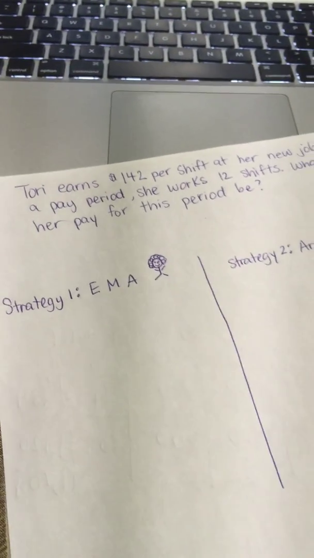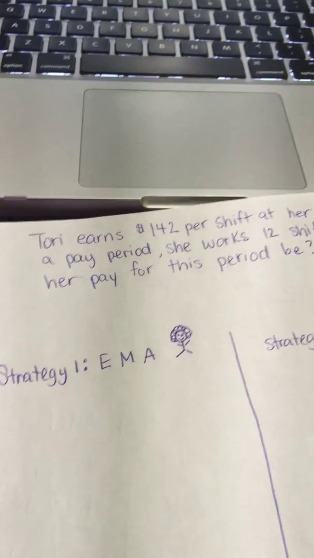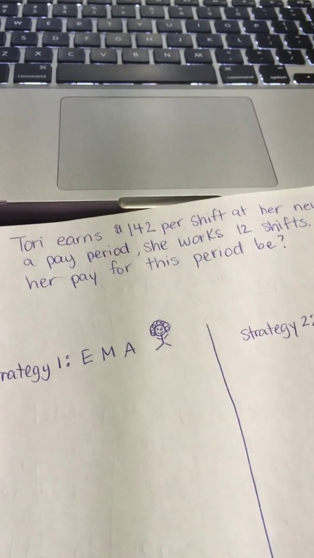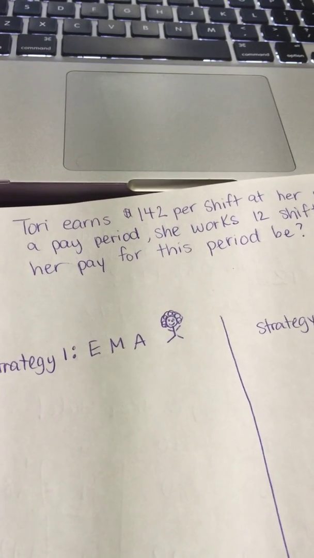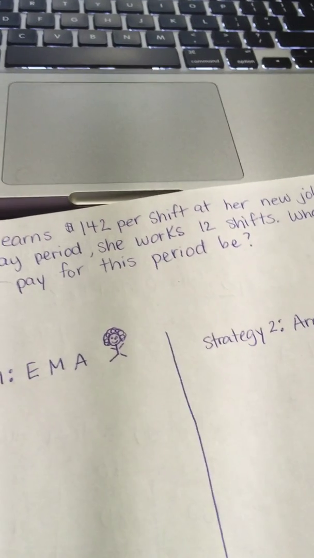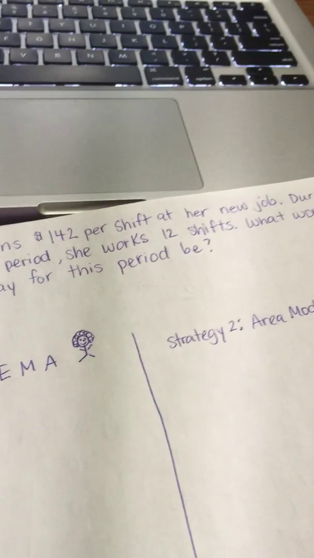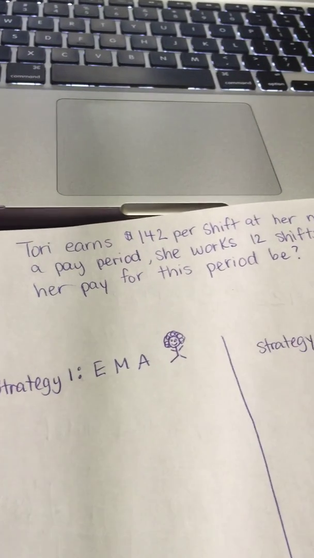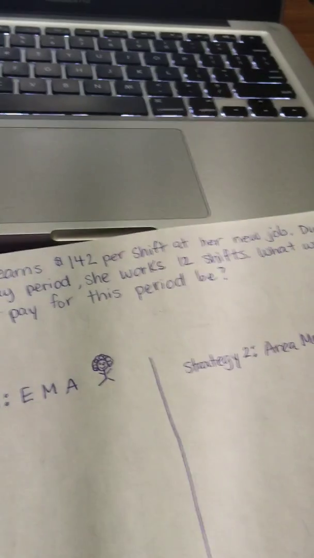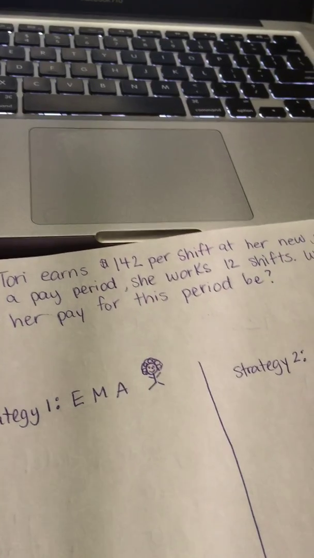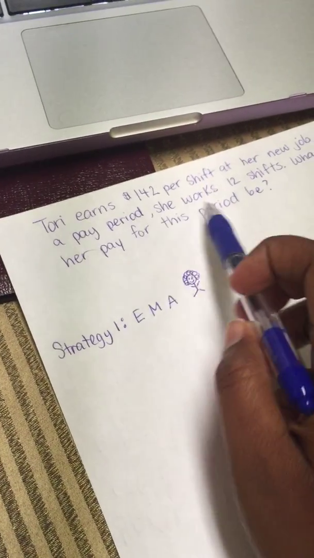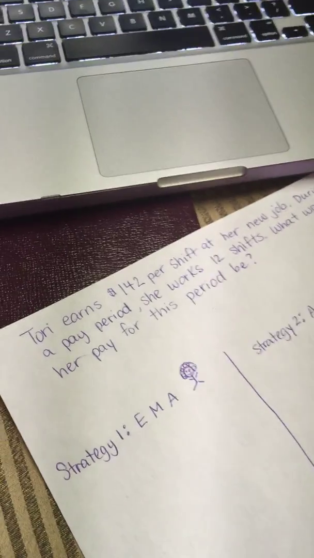So we're going to use this word problem to go over the two strategies that I use when introducing the standard algorithm. Tori earns $142 per shift at her new job. During a pay period, she works 12 shifts. What would her pay for this period be? So Tori is actually a student in my class, so this would be of high interest. And who doesn't like to get paid?